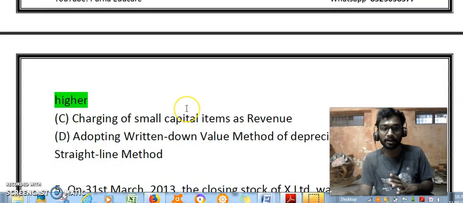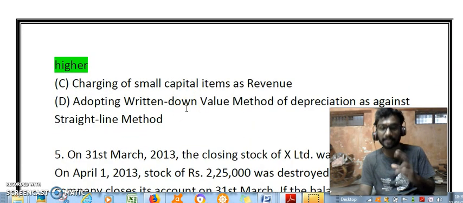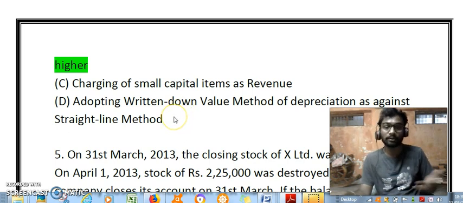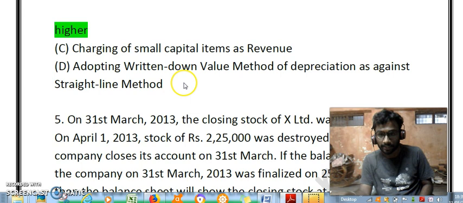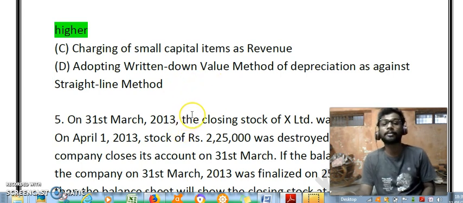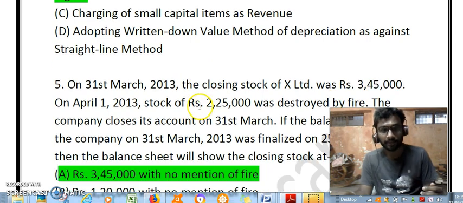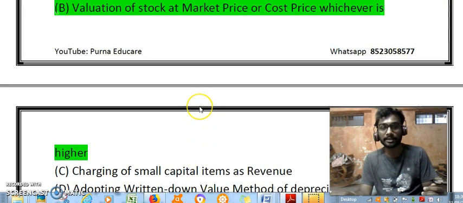So option B. Option C, charging of small capital items to revenue, yes. Small capital items should be treated as revenue in regular business operations. Option D, adopting the written down value method of depreciation as against the straight line method, yes, this is one of the parts of the conservatism principle. For a better depreciation policy, we have to adopt the WDV method instead of the straight line method. Good. Option B is the correct answer.